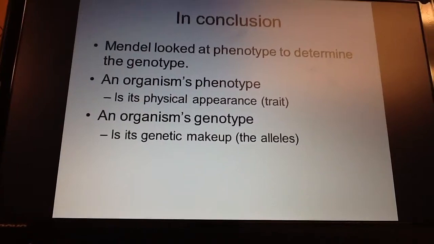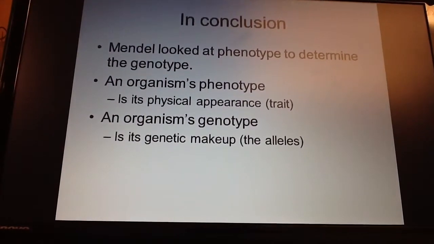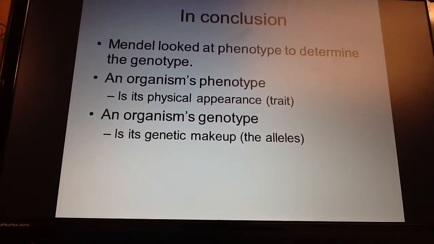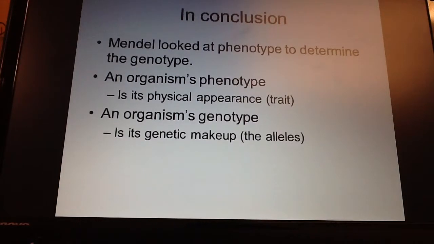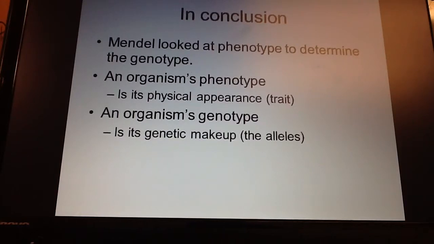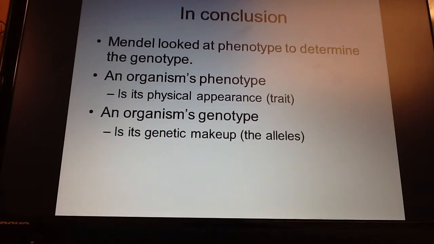And so it's possible for an organism to have a genetic makeup that contains a purple allele and a white allele, but their phenotype or their physical appearance will say that they look only like the dominant trait, or only like the purple allele. So we have to make sure that we can talk about the two things as separate entities and understand that genotype determines phenotype.